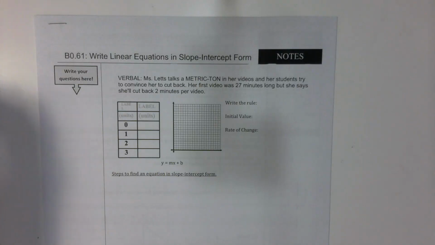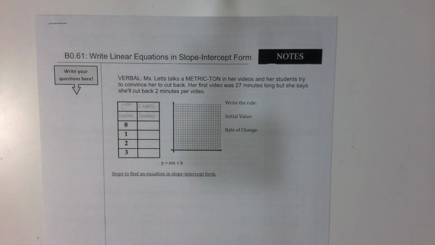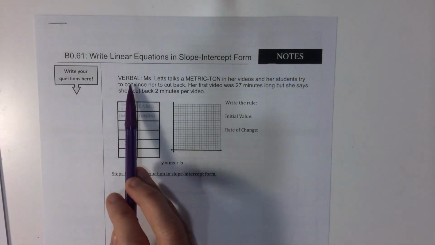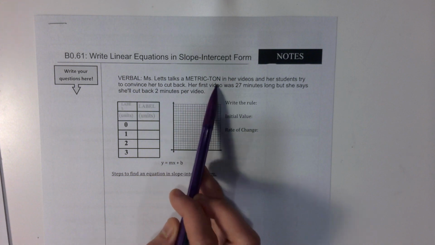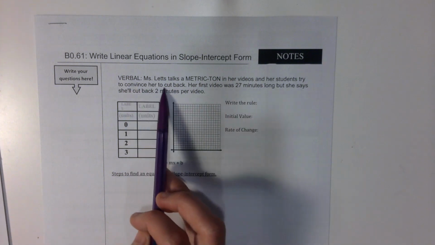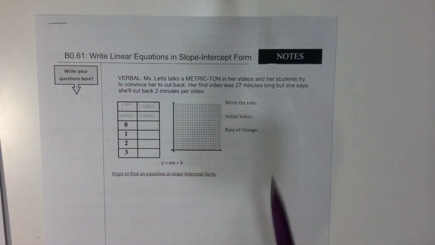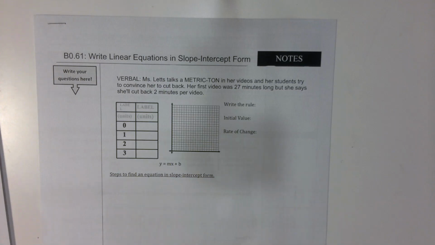Today we're going to do writing linear equations in slope-intercept form. So, still more slope-intercept, but now we're writing equations. Okay, verbal. Miss Letts talks a metric ton in her videos, and her students try to convince her to cut back. Her first video was 27 minutes long, but she says she'll cut back 2 minutes per video.